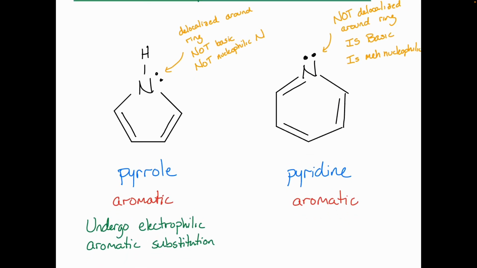All right, instead, it's not contributing to the electron density of the ring. Instead, that nitrogen is the most electronegative member of that ring. So through induction, it's kind of hoarding some of that electron density. So because of that, these do not undergo electrophilic aromatic substitution. So not EAS.